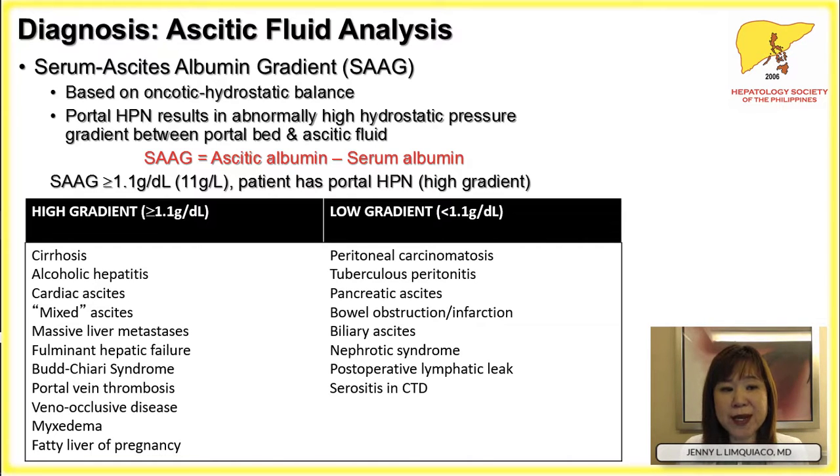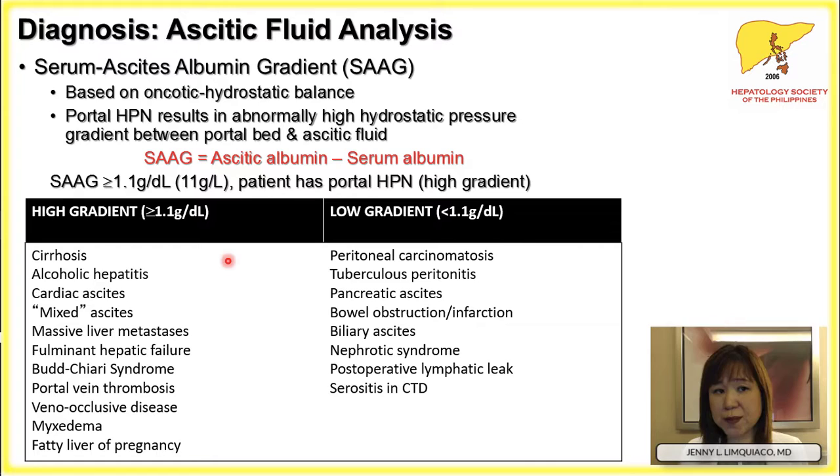So this is computed as ascitic albumin minus that of serum albumin. So if you have a SAAG of more than or equal to 1.1 grams per deciliter, it means to say that the patient has portal hypertension. And what are the disease entities?